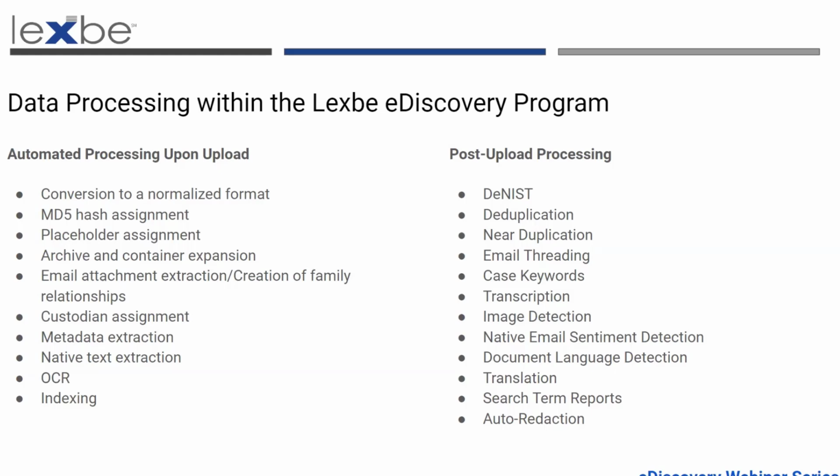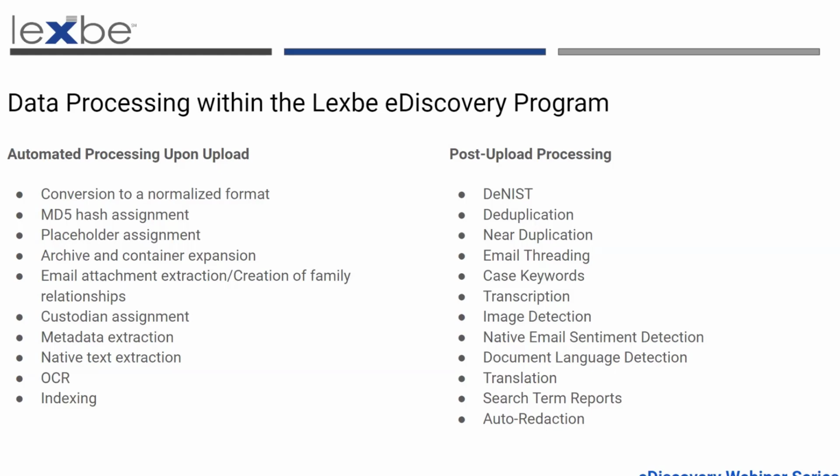In addition to the automated processing that generally happens automatically upon upload of data, there are post-upload processing steps that you may also take: DNIST, deduplication, near duplication, and email threading. Those are 4 ways of culling the data, and we'll look at those in a bit more detail in just a minute.